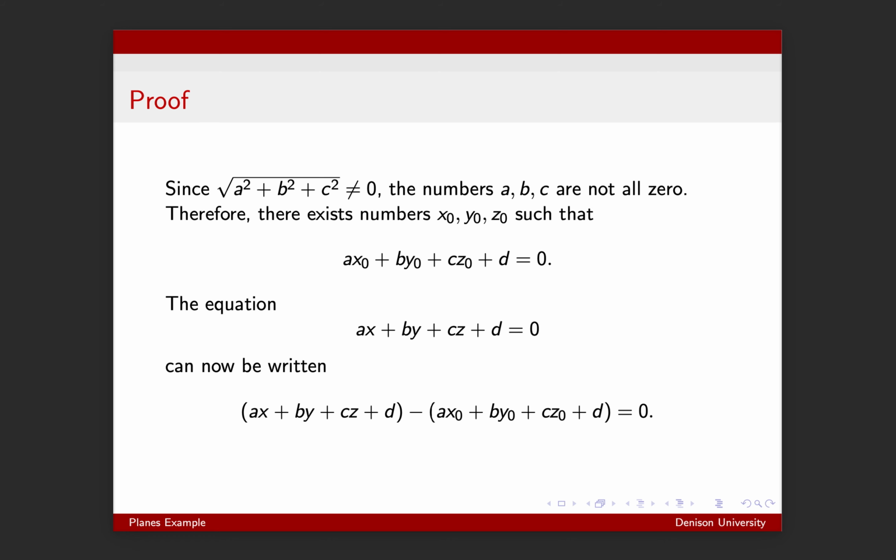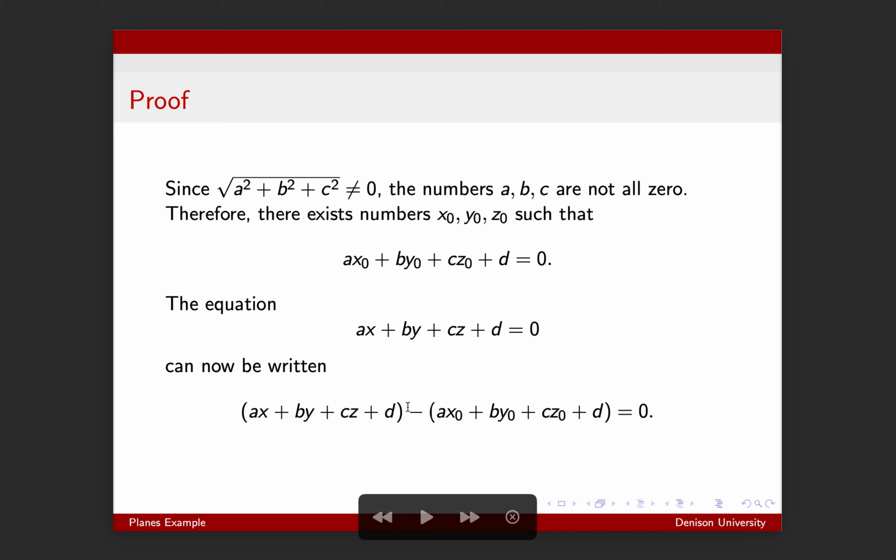So then the equation ax plus by plus cz plus d equals 0 can be written as ax plus by plus cz plus d minus (a x naught plus b y naught plus c z naught plus d) equals 0. And we can verify this equation works by looking at the terminal ends of both of these equations. So we got 0 and 0, 0 minus 0 equals 0. So this is a satisfactory equation.